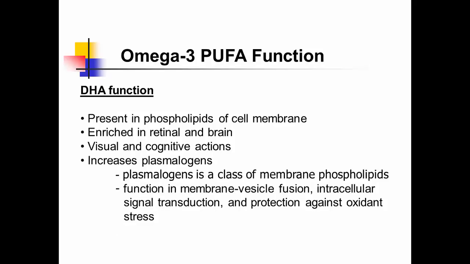And DHA function. DHA is usually present in the phospholipids of the cell membrane, so it's pretty enriched in the retina and brain. So it's very important for visual and cognitive functions, and can increase the plasma membrane phospholipids. And because this is a class of membrane phospholipids, they function in membrane vesicle fusion, intracellular signal transduction, and protect against oxidative stress.